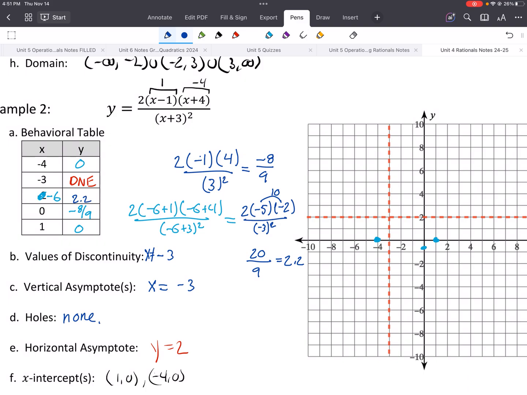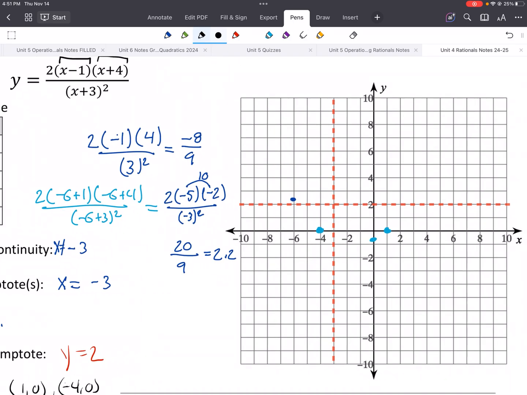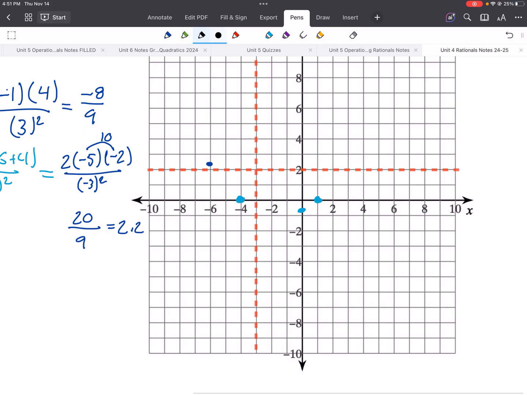So we could plot that at negative 6, it's 2.2-ish. Okay, so now I think we have enough that we can connect our dots and have a good idea of what's happening here. So these 2 points have to go together, and they're going to continue going those directions. Okay, getting closer to those horizontal and vertical asymptotes.